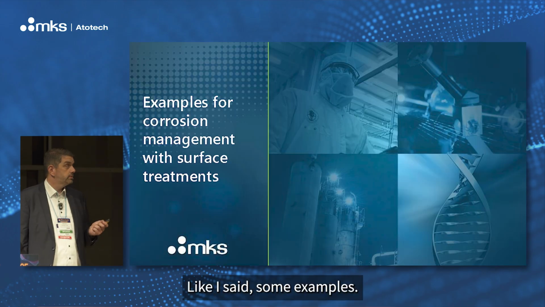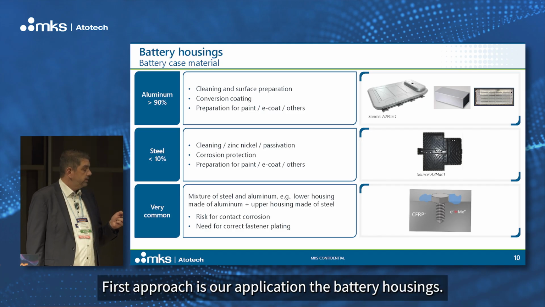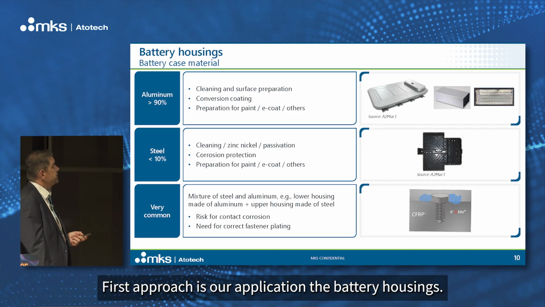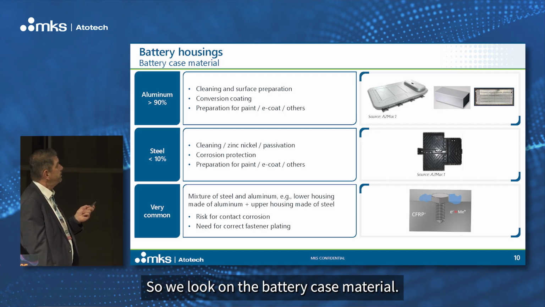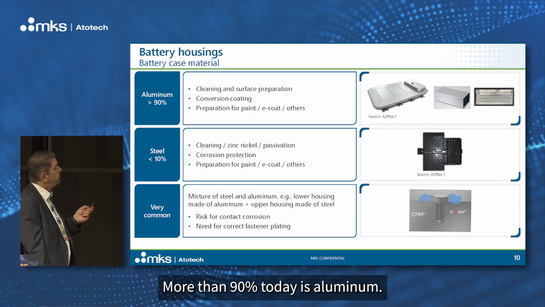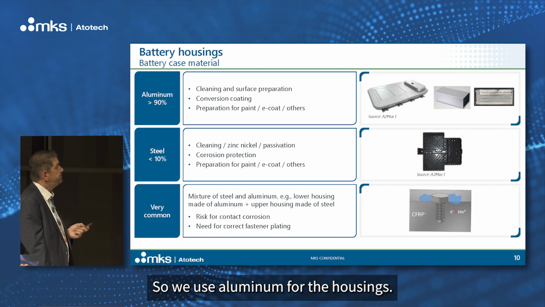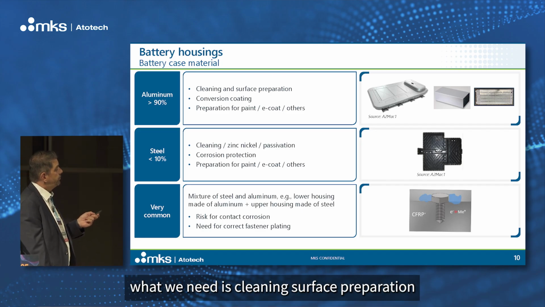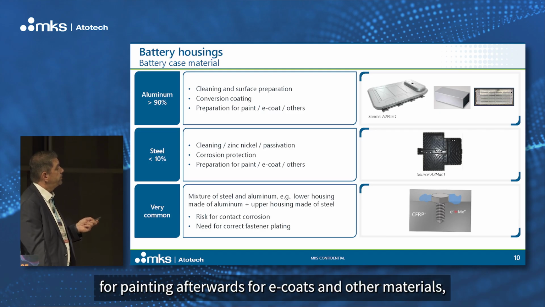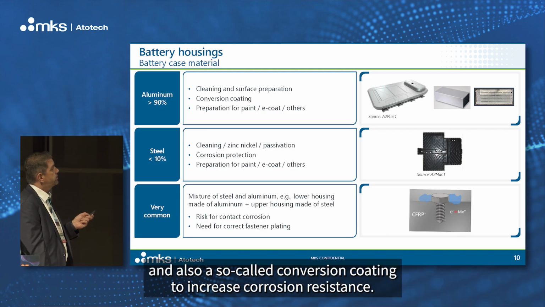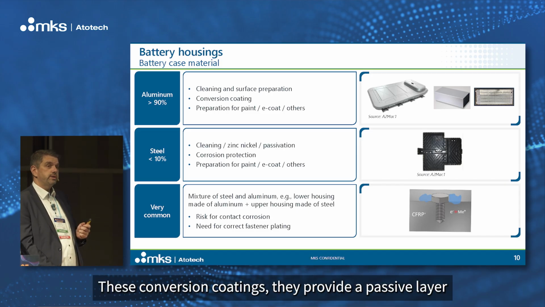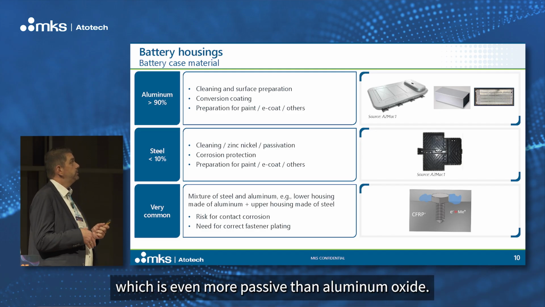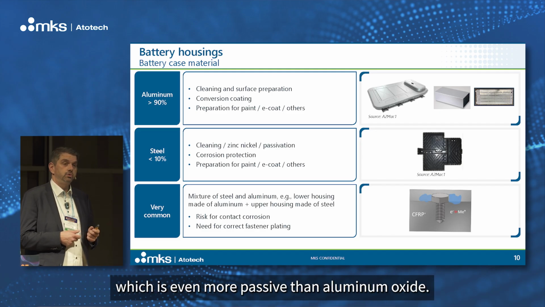Yes, like I said, some examples. The first application is the battery housings. So we look at the battery case material. More than 90% today is aluminum, so we use aluminum for the housings. What we need in surface treatments is cleaning, surface preparation for painting afterwards, for e-coats and other materials, and also a so-called conversion coating to increase corrosion resistance. These conversion coatings provide a passive layer which is even more passive than aluminum oxide.